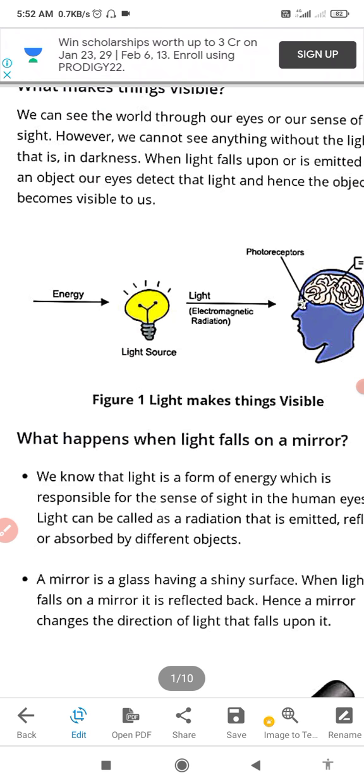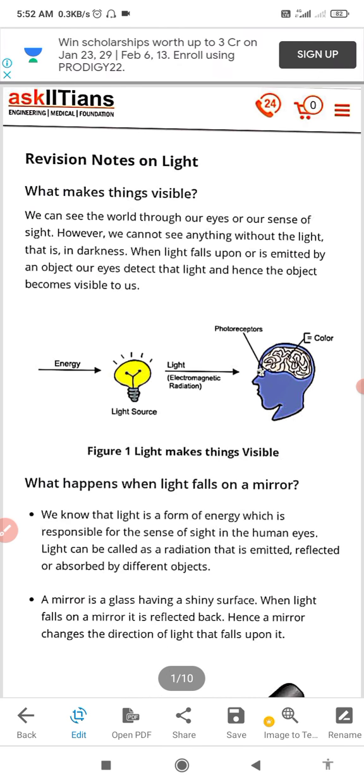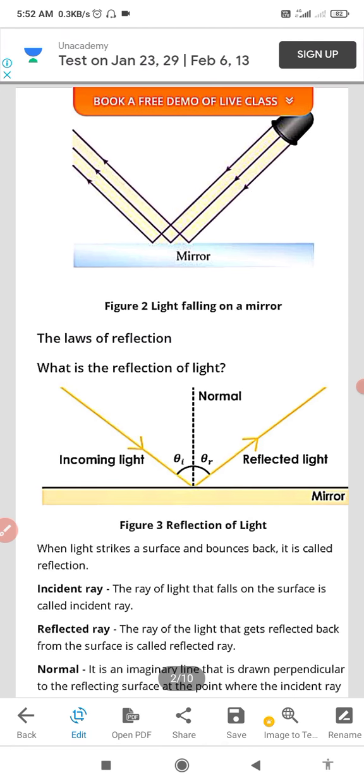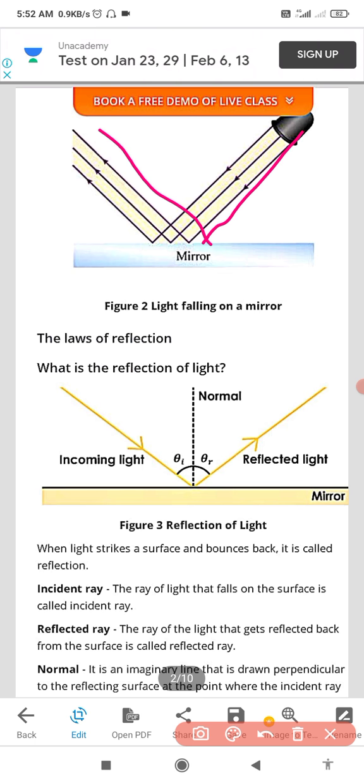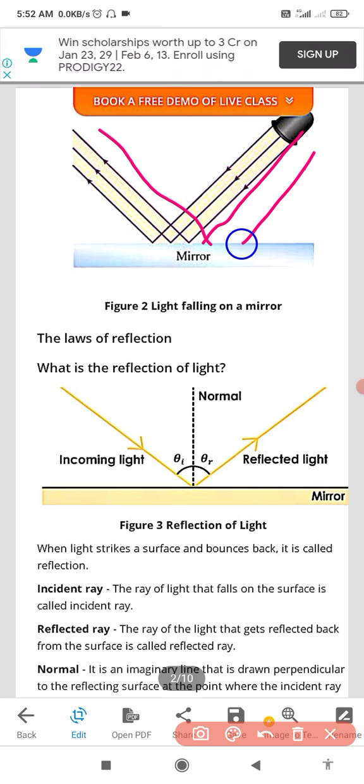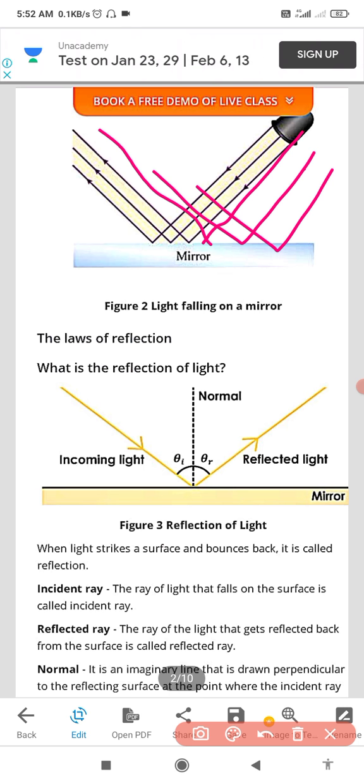So here in this slide, this is the introductory part of light. And now come to the next. What happens if light falls on the mirror? So you are looking here at the mirror. This is the source of light and it is coming on the surface of this mirror and this is reflecting. So light is coming and reflecting, light is coming and reflecting. This phenomenon is shown in this diagram: light falling on a mirror gets reflected.